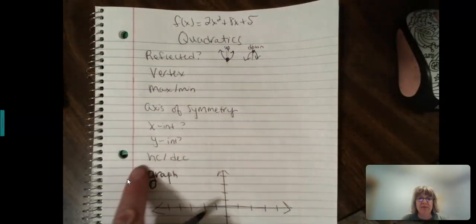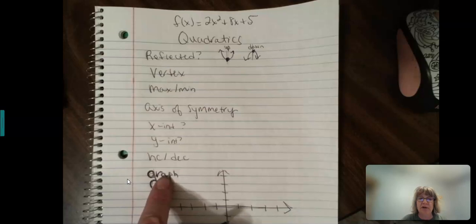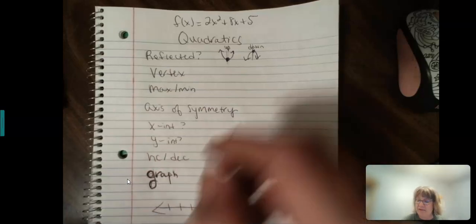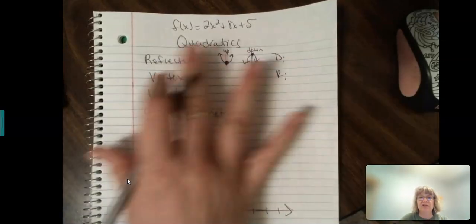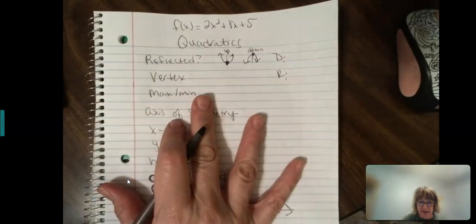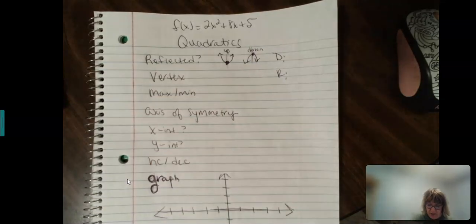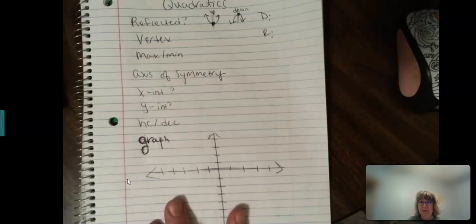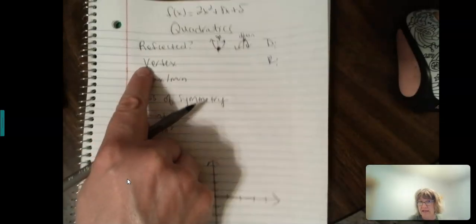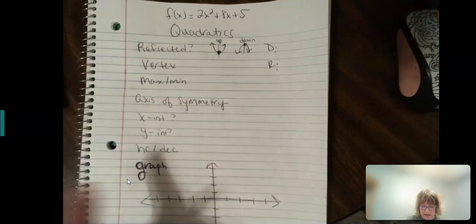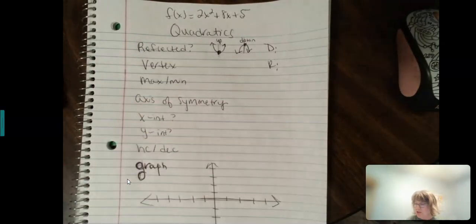X-intercepts, Y-intercepts, when is it increasing or decreasing, we could ask the graph. Also, we can always ask domain and range, right? So there's tons of questions we can ask about these things. Okay, so I want to talk about completing the square first. I will show you a way to cheat to get the vertex, which is kind of handy. And we can go through all these questions. All right, so first let's complete the square.